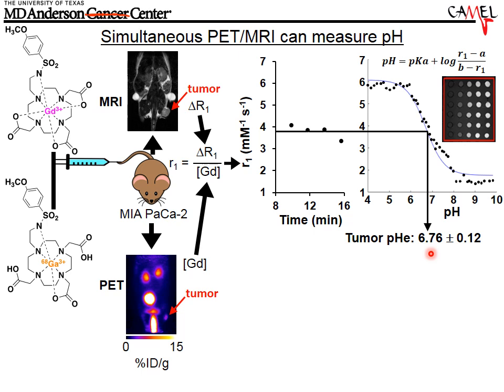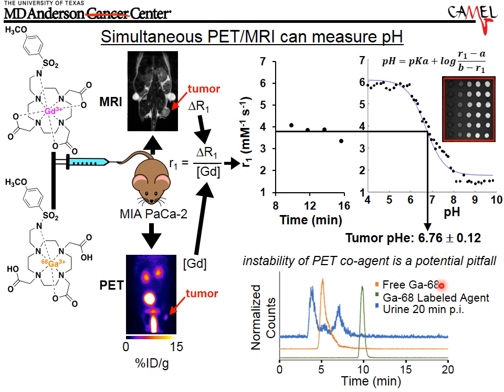Now, we don't have validation of this pH number in this particular case, but tumors are expected to be acidic, so it matched our expectation for this tumor. However, we did see some gallium dechelating from the agent, violating the assumption that the two agents have identical pharmacokinetics as they are traveling from the syringe into the tumor. And so we have made other variations that are more stable, and we're looking forward to testing those. But it does show an application where simultaneous PET MRI is required, so we can get the PET and the MRI at the same time in order to calculate pH.